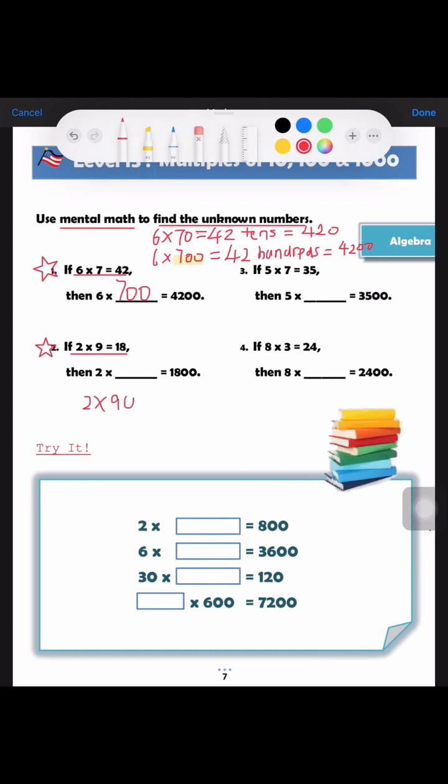Okay, we know that 2 times 9 equals 18. Then 2 times 90 equals 18 tens, which is 180. And then 2 times 900 equals 1,800. And 1,800 equals 1,800. So the answer is 900. 2 times 900 equals 1,800. Question 3. If 5 times 7 equals 35, then 5 times which number equals 3,500?